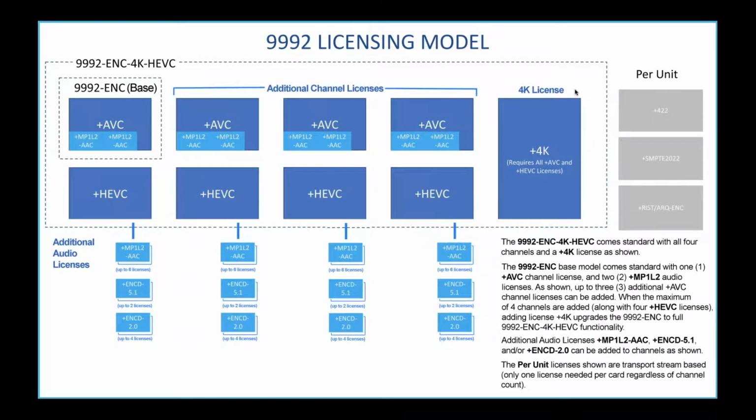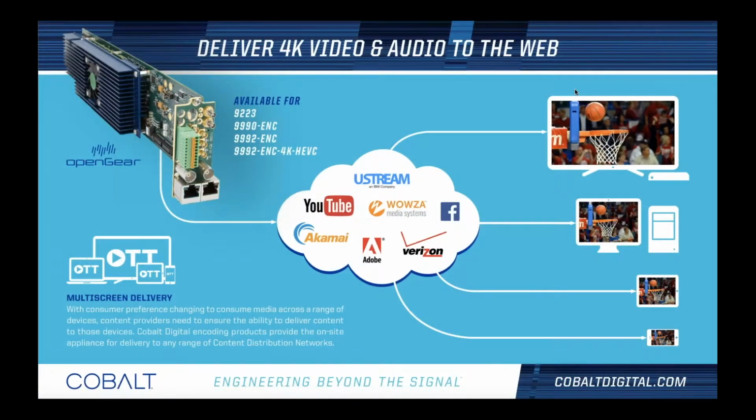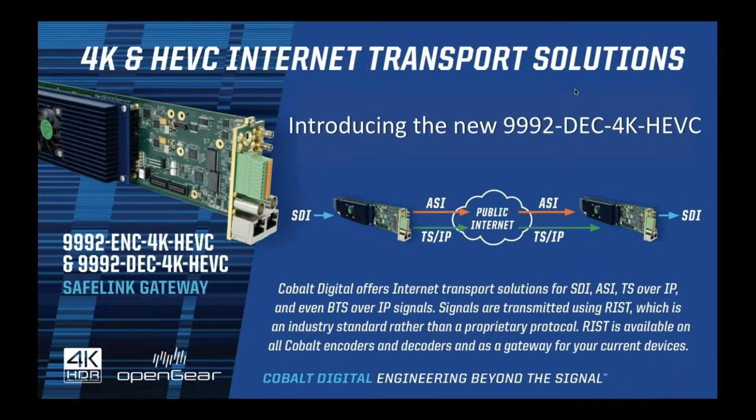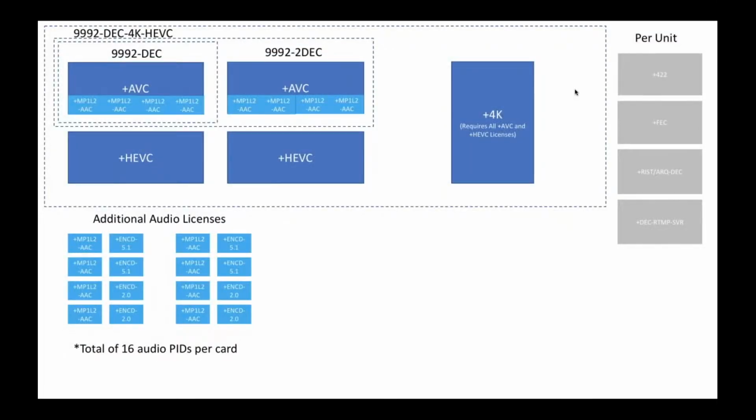So digging in a little bit more to the licensing model for the decoder. The decoder is capable of 2 channels, either 2 2K channels or 1 4K channel. So the base card comes with a single channel of AVC, and then HEVC is a licensable upgrade.